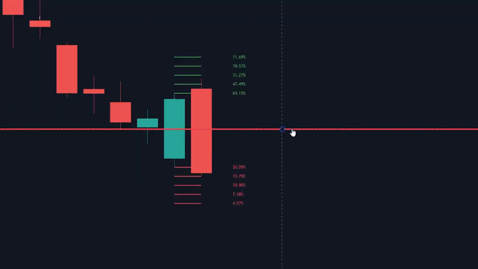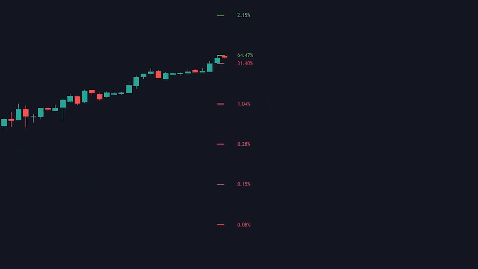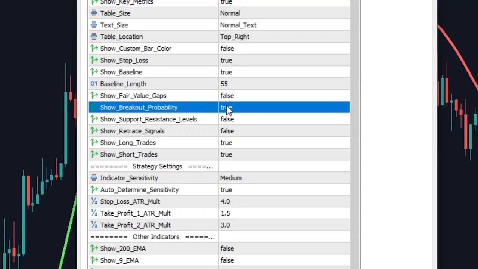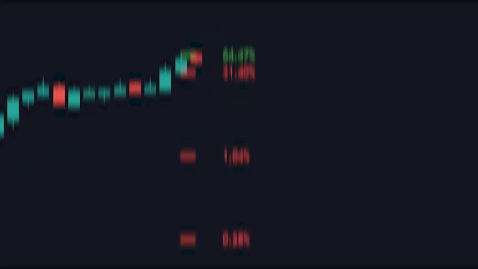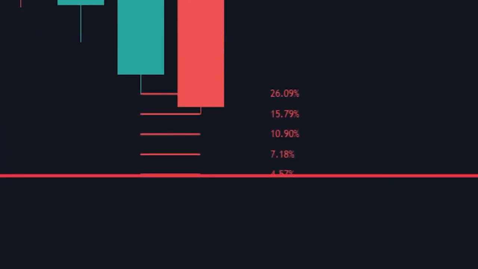Another way you can use it is for setting up stop losses. What I mean by this is you can look at the lower values and set your stop loss based on where the price is most likely not to reach. So what you would do is go on a higher time frame like the 1 hour or daily. Turn on your probability tool and check the lower red values. See what the odds are for the next candle. If there's a very low probability, set your stop loss there so there's less of a chance of it being hit.